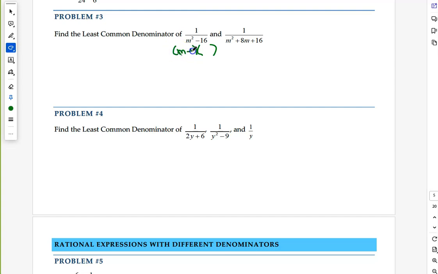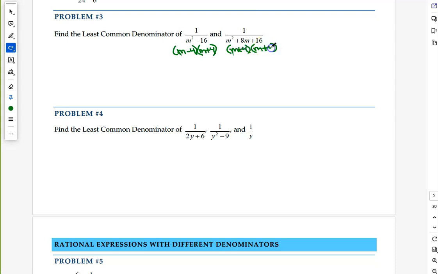Minus 4 and m plus 4. Yeah, right? That's a difference of squares. So we can factor it to be m minus 4 times m plus 4. How about this one? How does this one factor? So we know we got m and m, right? Because that's m squared, so what multiplies to be 16 that adds to be 8? Plus 4 on each one. Yeah, plus 4 on each one.